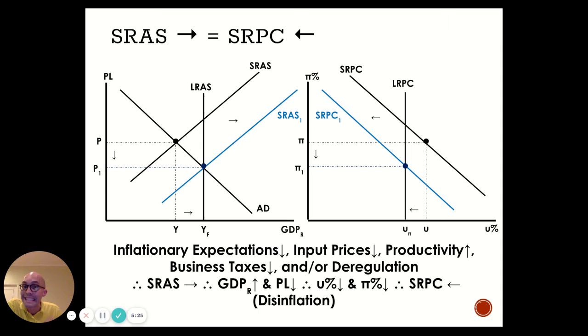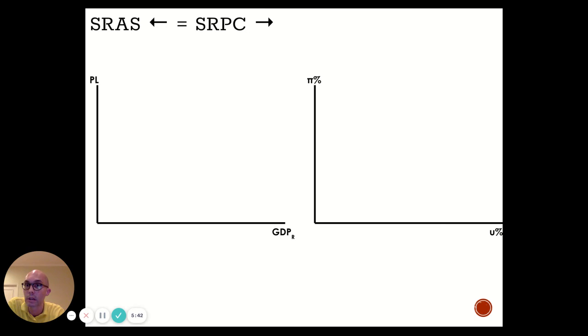And we can call this disinflation. So going from pi to pi subscript 1, we still have inflation. It's just lower than before. So we call this state of affairs disinflation. Inflation still exists, it's just at a lower rate than it was previously. So let's look at the other example, SRAS shifting left.